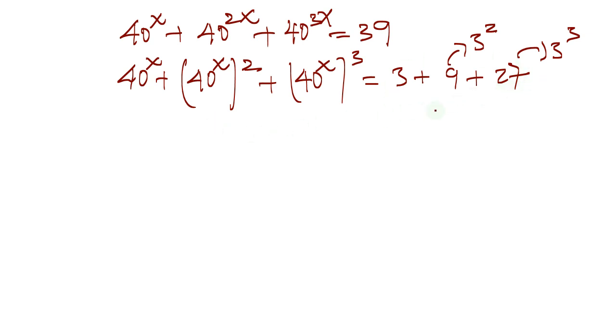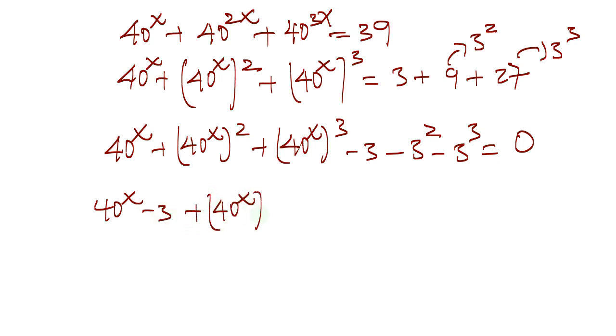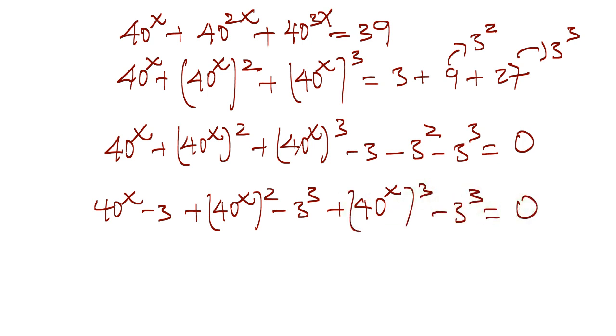So now I'm going to bring these numbers to the left side of the equation: 40 to the x plus 40 to the x squared plus 40 to the x to the power of 3 minus 3 minus 9, which is 3 to the power of 2, minus 27, which is 3 to the power of 3, and this is equal to 0. I'm just going to group these terms according to the powers. So this is going to be 40 to the x minus 3, plus 40 to the x squared minus 3 to the power of 2, plus 40 to the x cubed minus 3 to the power of 3 equals 0.